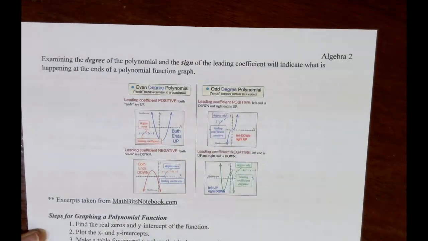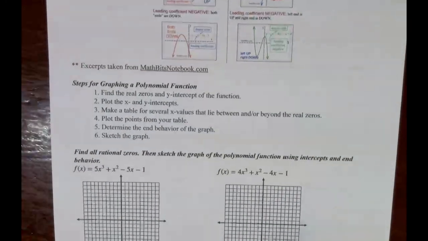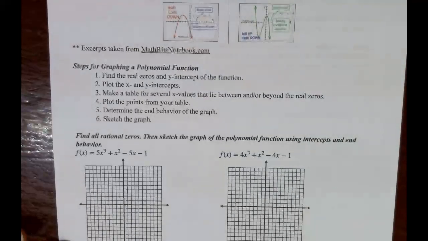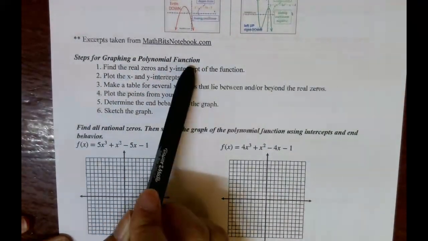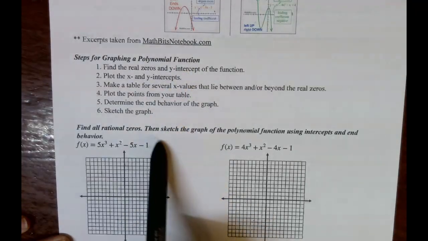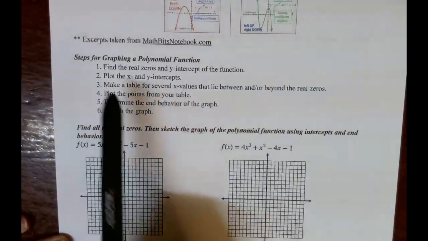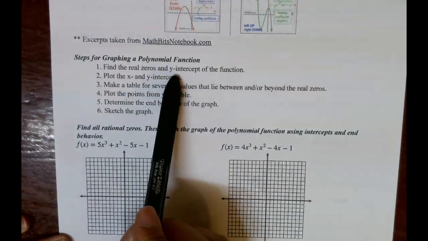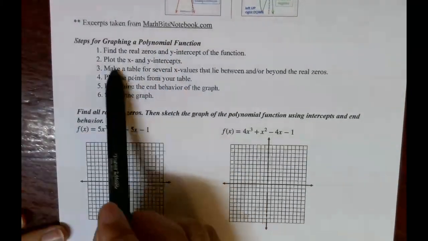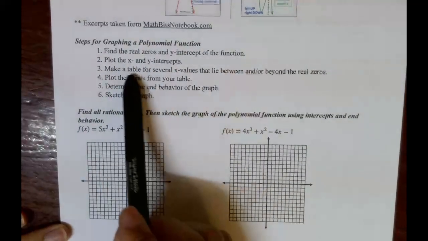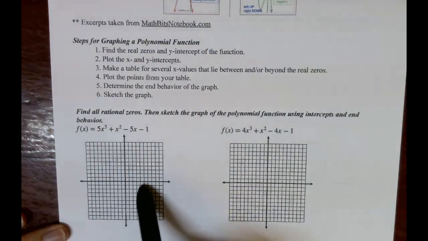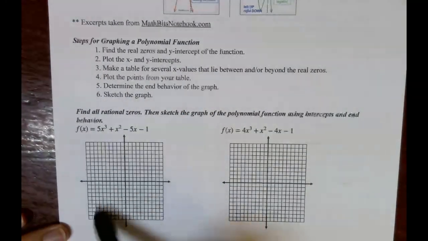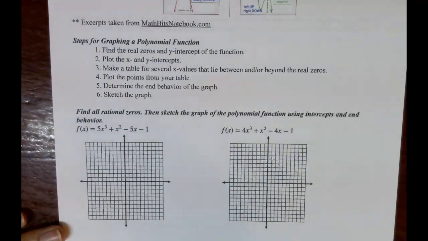Right? And so as we're graphing our polynomial functions, these are our steps. We're going to find our real zeros as well as our y-intercept. That's easy because that's our constant. Okay? We're going to plot these intercepts. And then if we need a more clear picture, we're going to make a table for several of our x values, plot those points from our table, and then use our end behavior to sketch that graph.